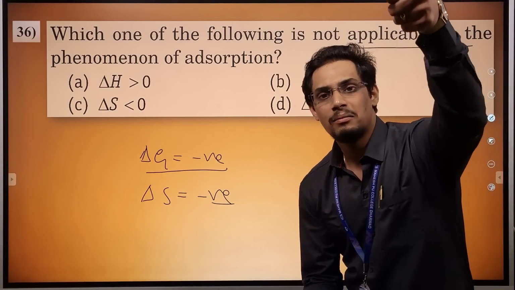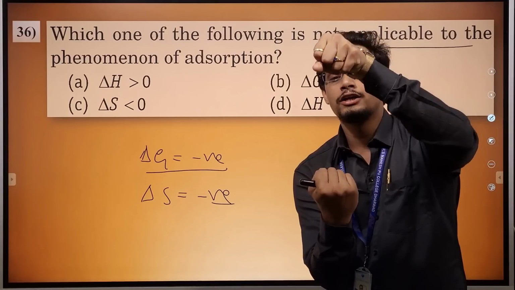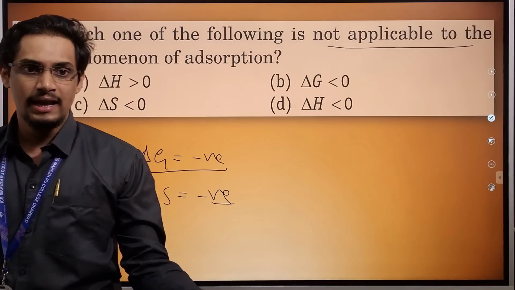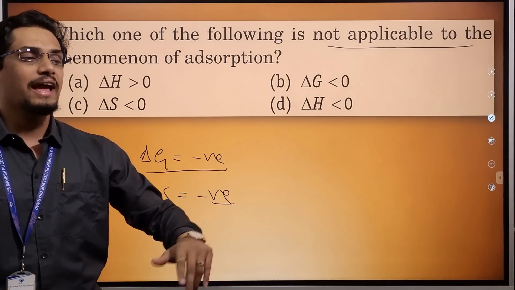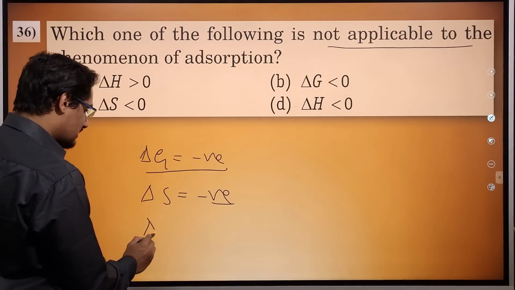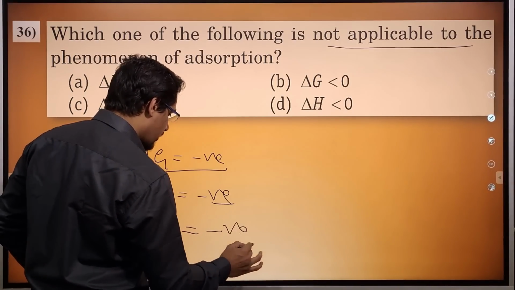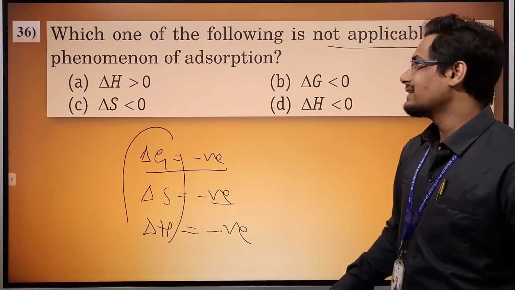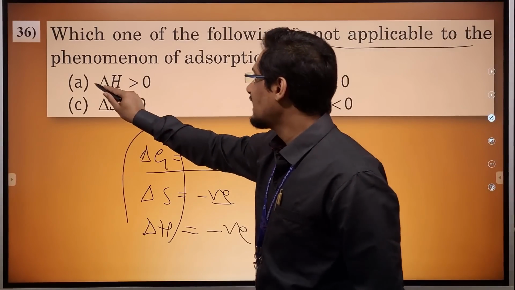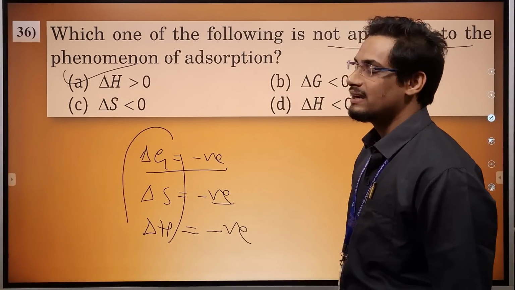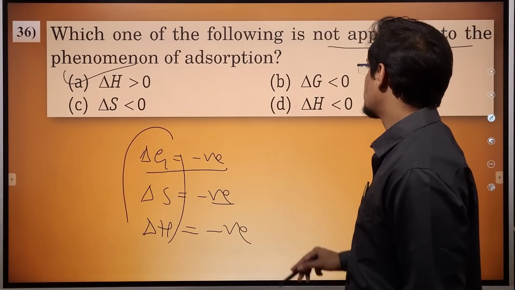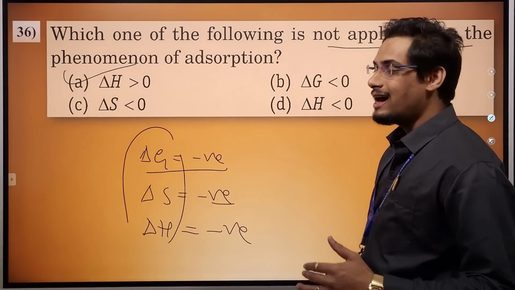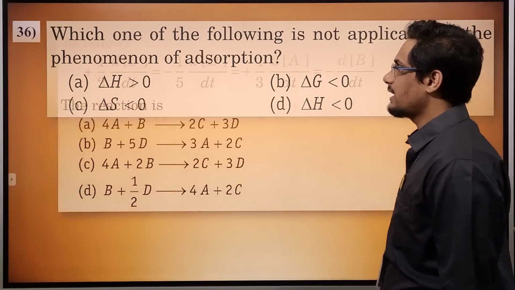Right? As there is a bond formation between the adsorbate and adsorbent, and as we know, bond formation is always exothermic, the energy will be liberated. That means delta H also should be negative. Remember, all thermodynamic quantities are negative for adsorption. So the correct option would be delta H greater than 0, since it is the wrong statement. Gibbs free energy less than 0, entropy less than 0, enthalpy less than 0. All are negative. Next question.